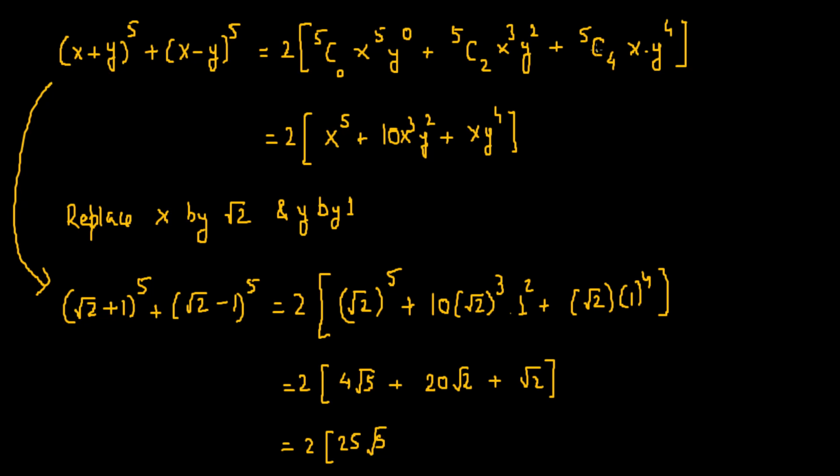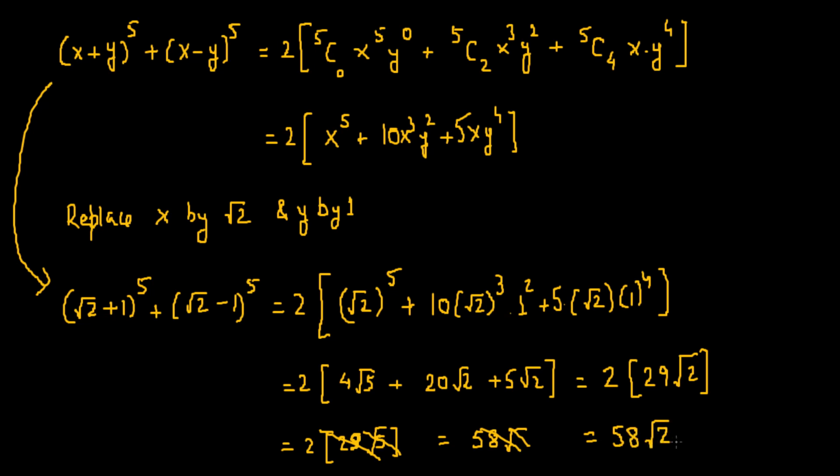Oh, I made a mistake. 5c4 is 5. It's not 1, it's 5. So this is 5 times root 2. So this is not 25, but instead this is 29 root 2. So I think I made a mistake here. Let me cancel this one. This is equal to 2 times 29 root 2. So the final answer is 58 root 2. So this is the answer.